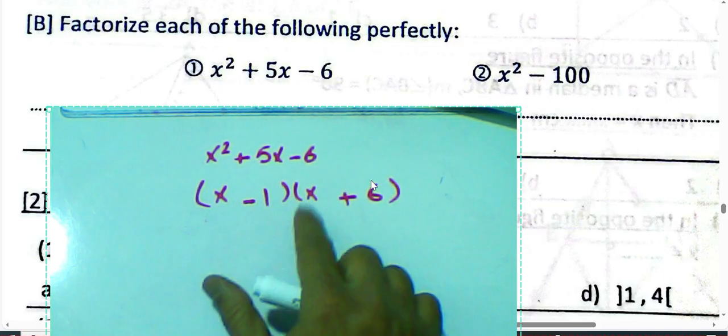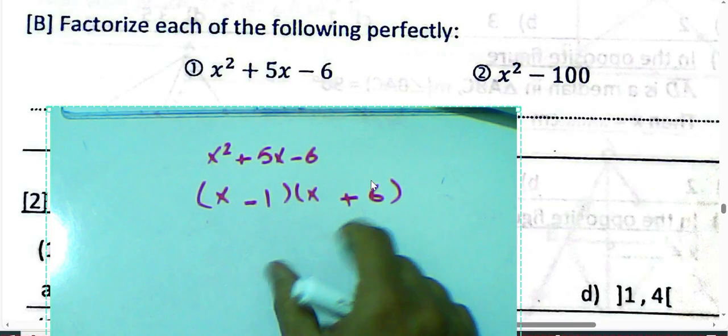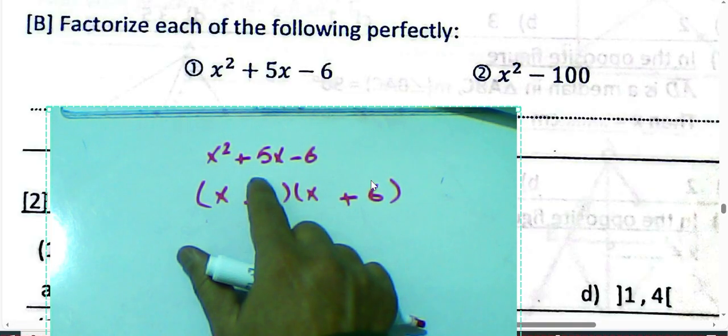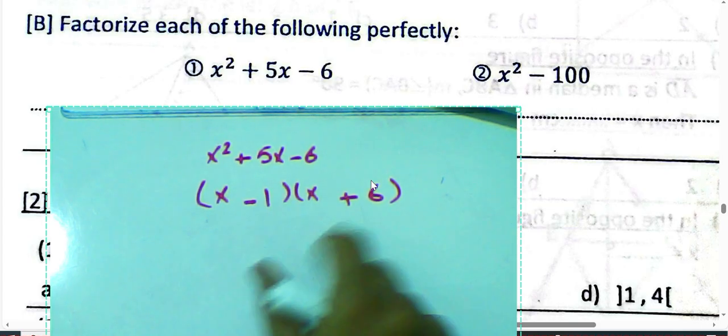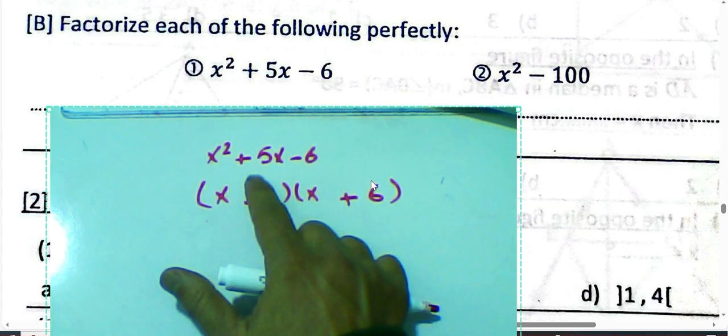x minus 1 times x plus 6. The sum of them will be 5. 1 times 6 equals 6. Negative times positive will be negative. And the summation of 6 and negative 1 will be positive 5.